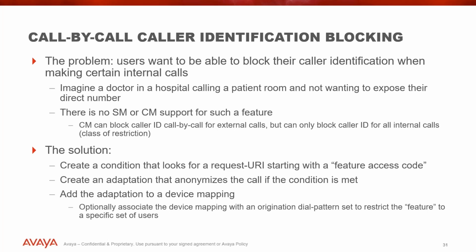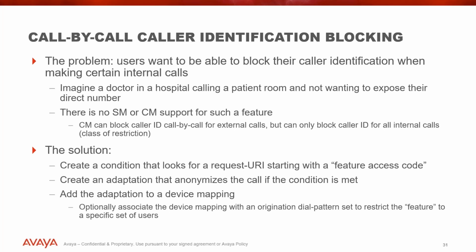There is no SM or CM support for such a feature. What you can do on CM is block caller ID call by call for external calls, but you can only block caller ID for all internal calls. You would do that based on class of restriction. So you could have a particular endpoint in a class of restriction where their caller ID is always blocked, but that's not what you want in this scenario. You want, imagine, a feature access code so that on this particular call, I want to block my caller ID, but in general, I want my caller ID displayed.